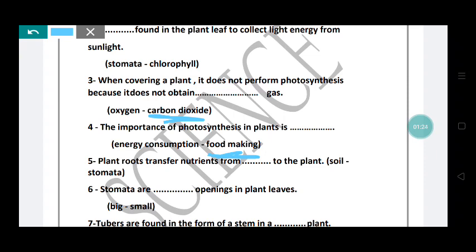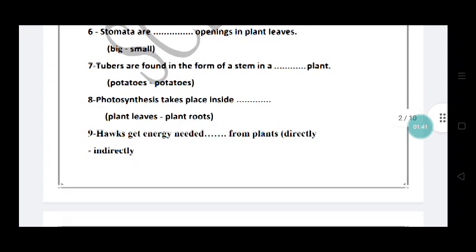Okay, plant roots transfer nutrients from space to the plant, soil or stomata? Plant roots transfer nutrients from soil, excellent. Okay, stomata are big or small openings in plant leaves? Small, excellent, Grade 5.